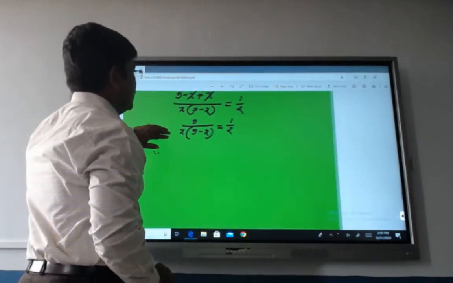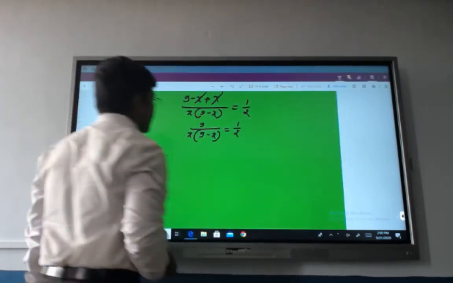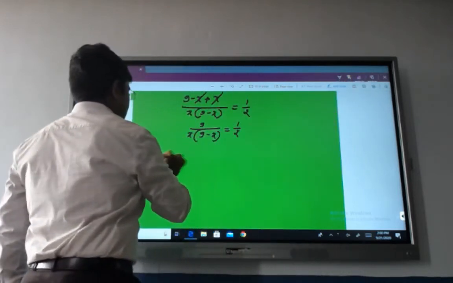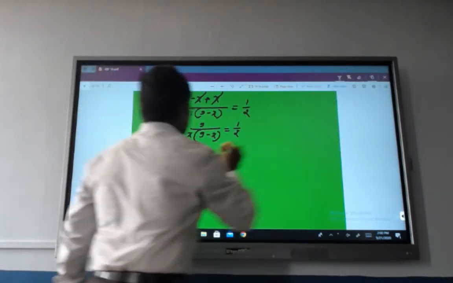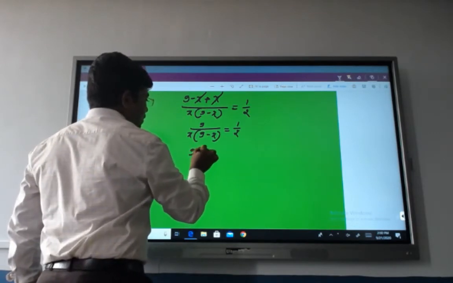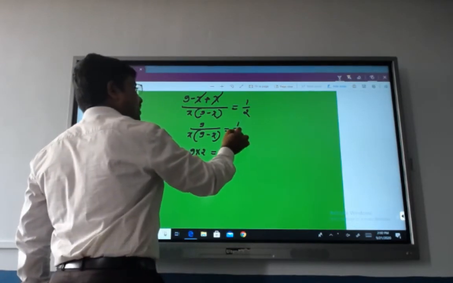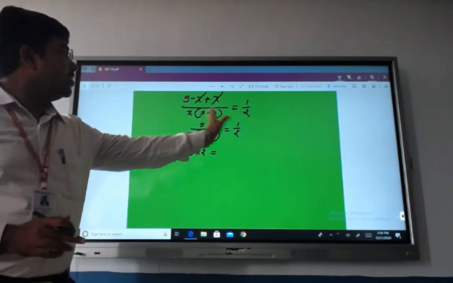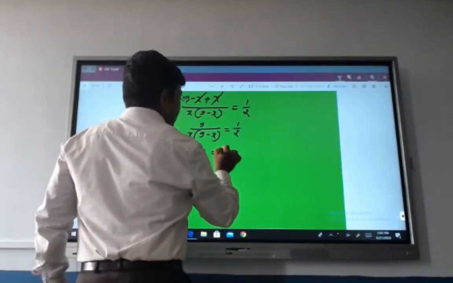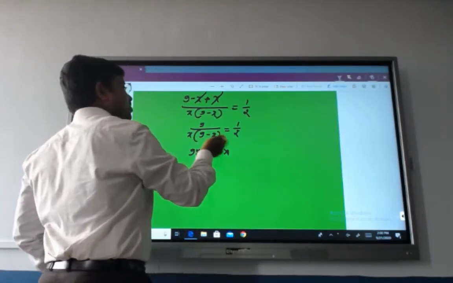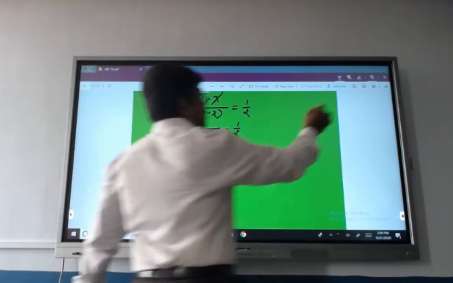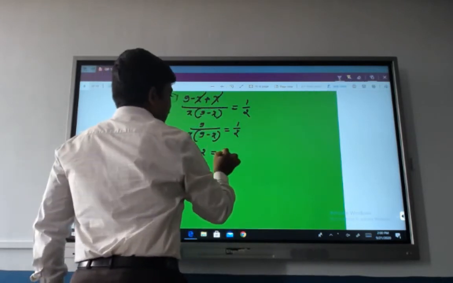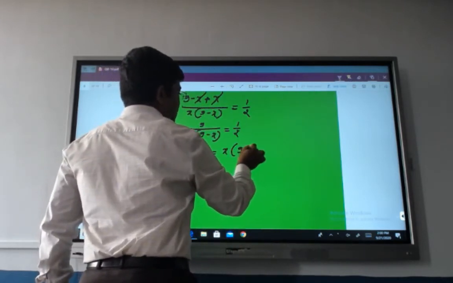We continue. So 2 into 9 is equal to 9 into... this denominator we take to the other side, so it divides here. The 1 into this group, x into 9 minus x, is nothing but x into 9 minus x only. So I will take this directly as x into 9 minus x.